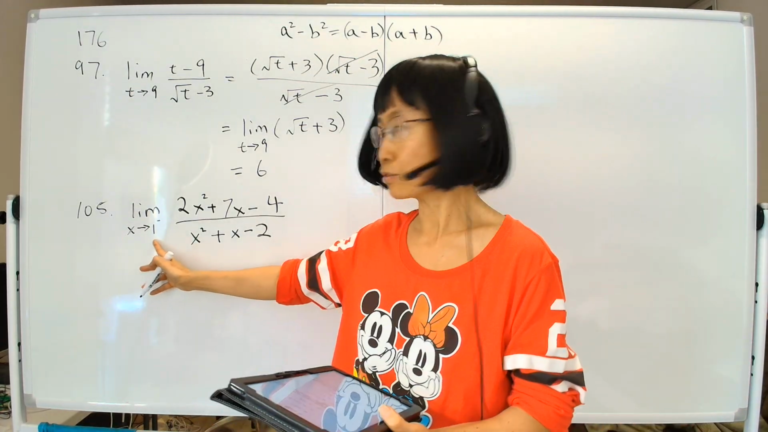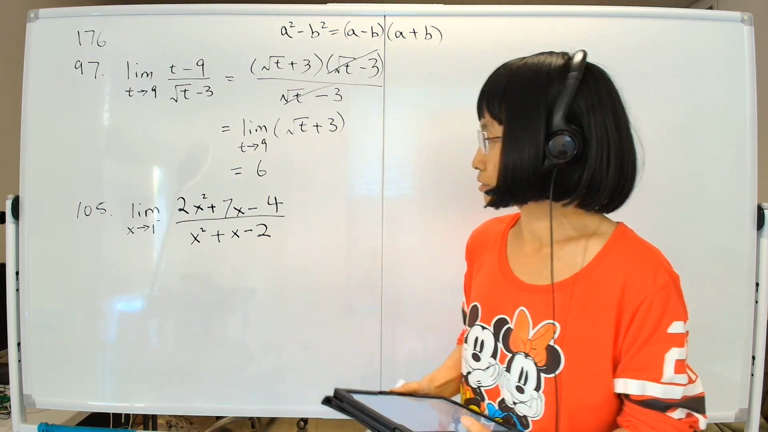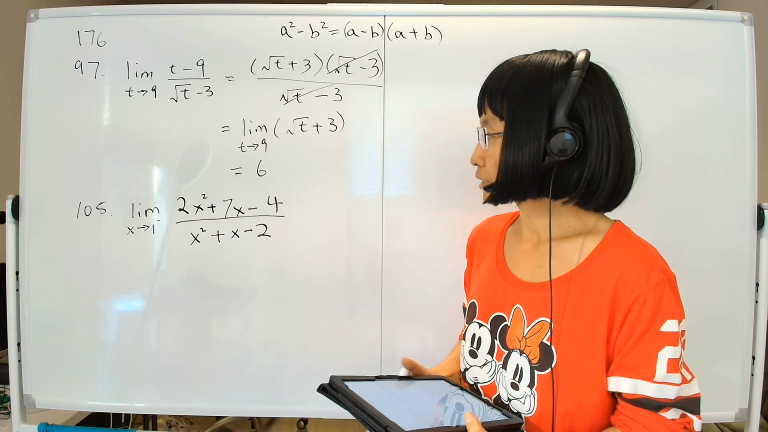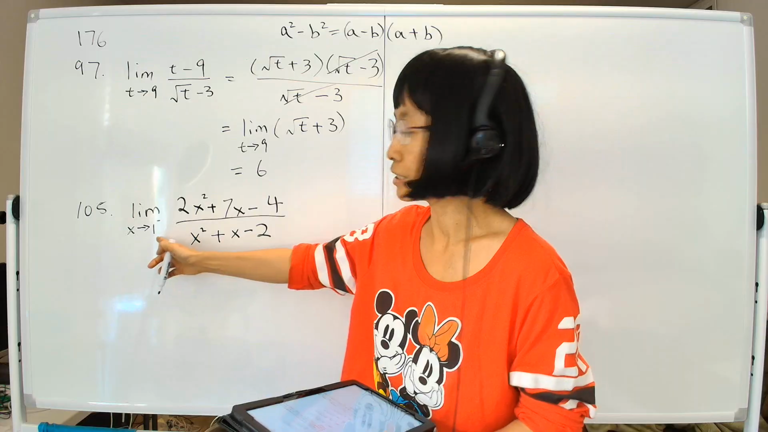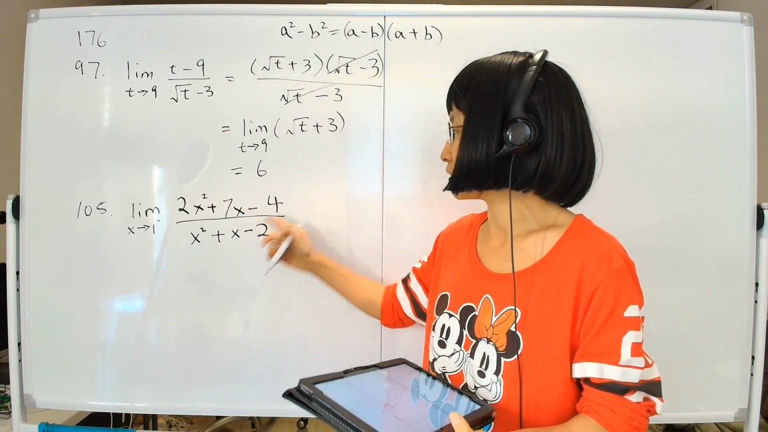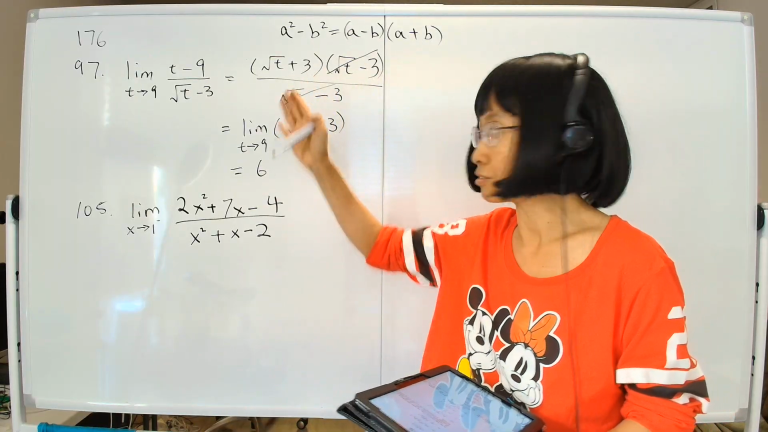As x approaches 1, 1 plus 1 minus 2 is 0. So you can see that there is a thing happening here. But the problem is, the top might not equal 0, because as x approaches 1, that's 2 plus 7 is 9 minus 4, which is not 0. So there's nothing to cancel out.